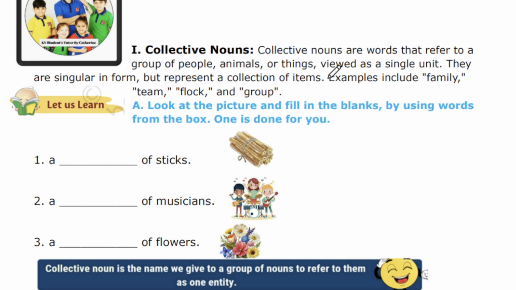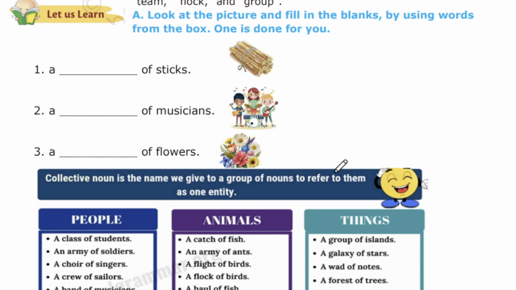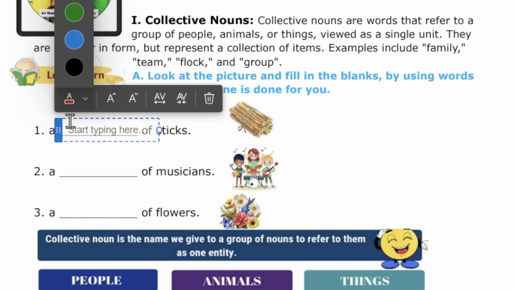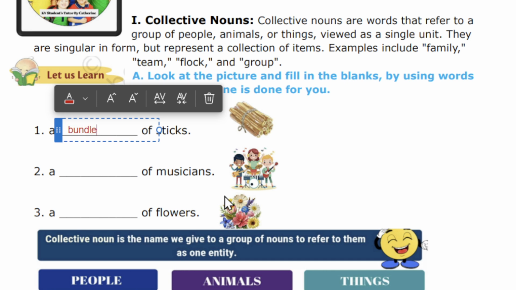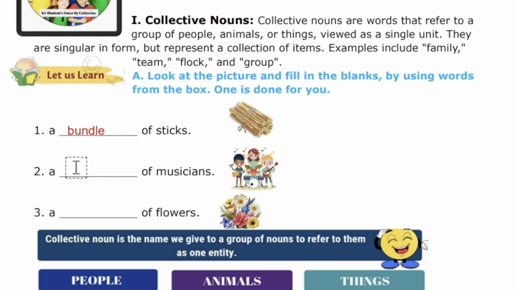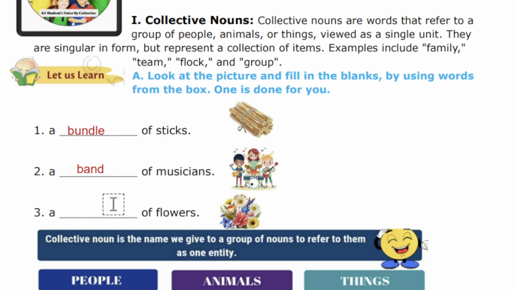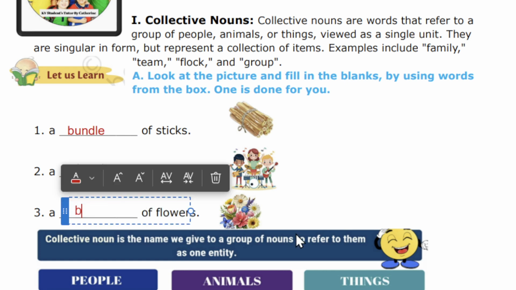Okay. So here we have given some examples including family, team, flock and group. Okay. So let's fill in the blanks here. A dash of sticks, a bundle of sticks. Okay, you can write the answer. So a bundle of sticks. Next, a dash of musicians, a band of musicians. And a dash of flowers, a bouquet of flowers.